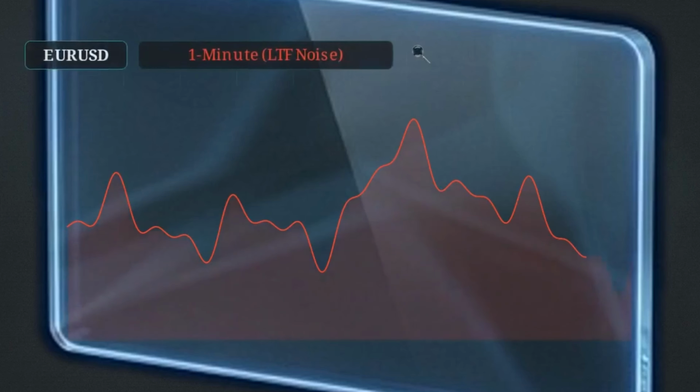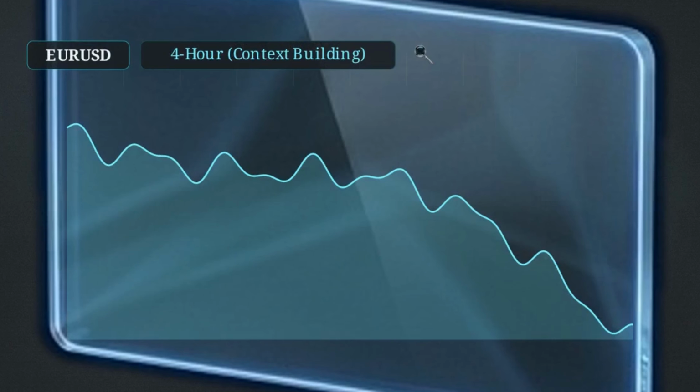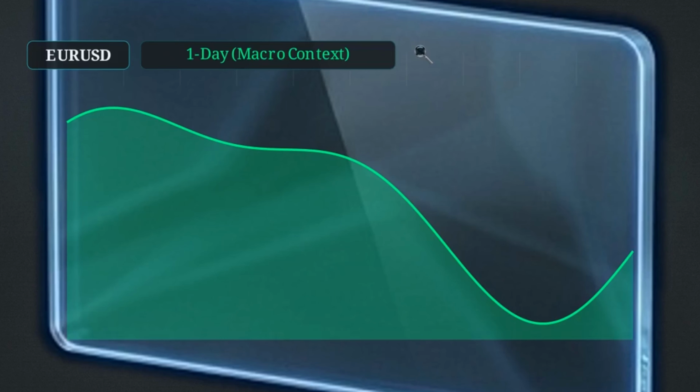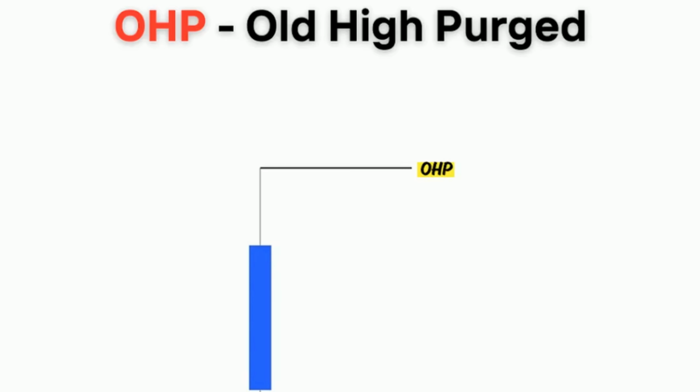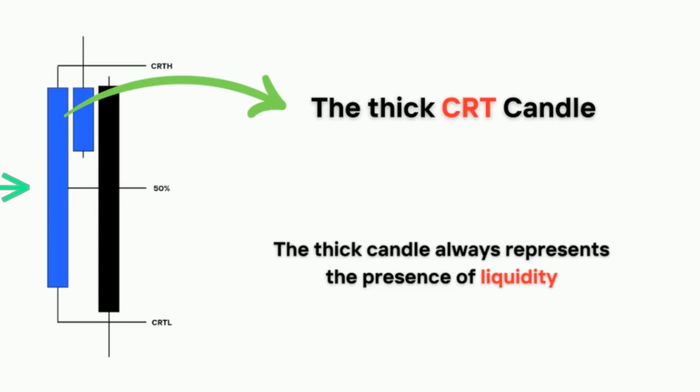We begin by zooming out. To establish the macro context, we use a higher time frame, like the 1-day or 4-hour chart, to look past the intraday noise. We look for levels like this old high purged, or OHP. These peaks are significant because they represent areas where retail stop losses are typically clustered, making them primary targets for price manipulation. In candle range theory, focus on a thick-bodied candle purging these old levels.